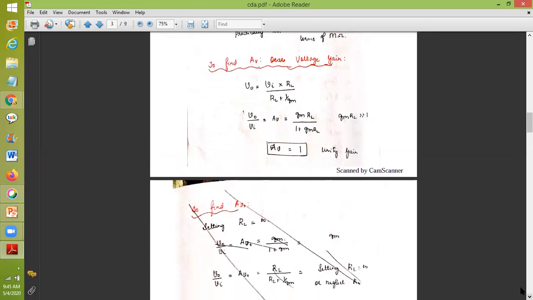See, suppose if we don't have RL, what do we call it as? Which type of gain is it? Suppose if we don't have RL, what type of gain, ma'am, is it? Open. Yes.